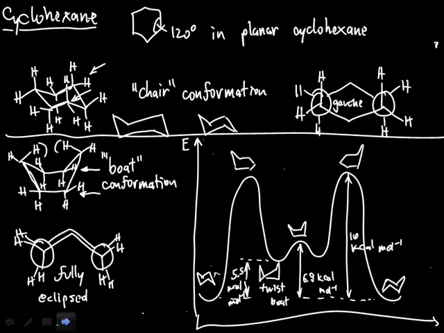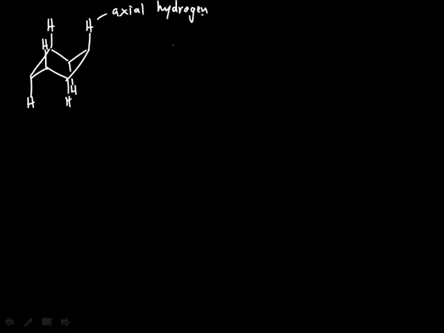Now, if we continue looking at the cyclohexane and draw out the chair conformation in detail, what we will see is that there are certain hydrogens which are pointing straight up or straight down in this conformation. There are 6 of them. And these are the so-called axial hydrogens. You can look at those as they're pointing along the axis of the cyclohexane ring, which is going this way.